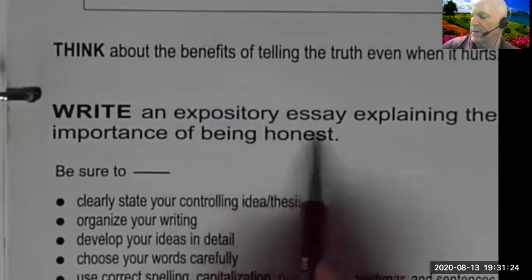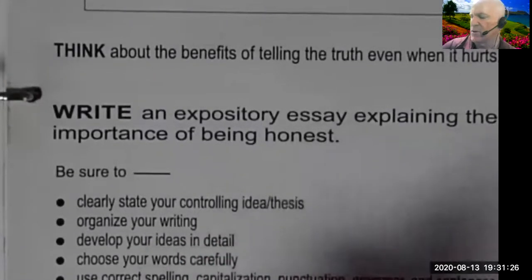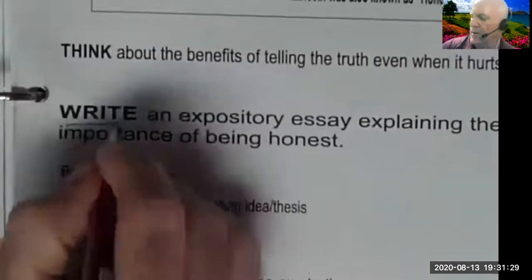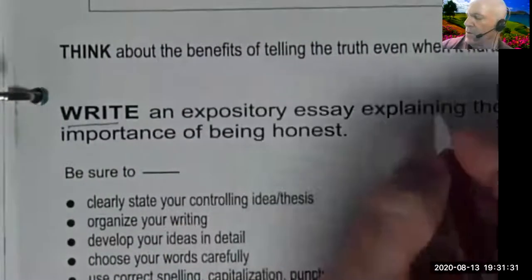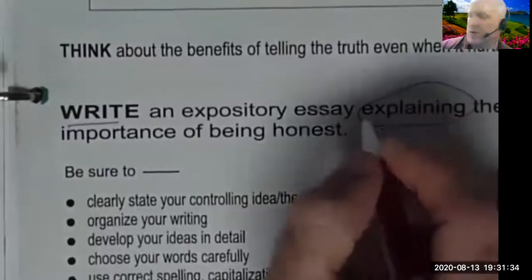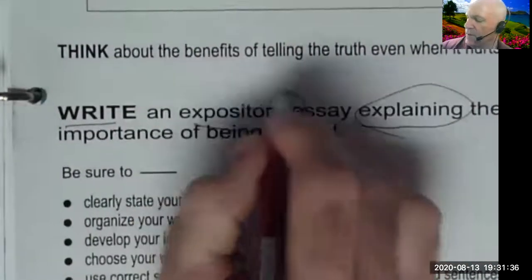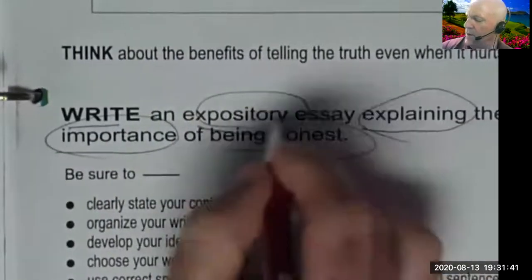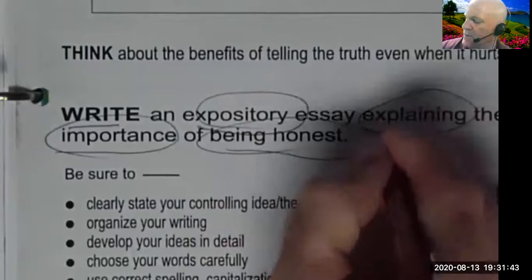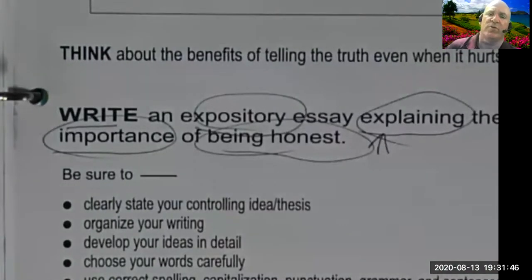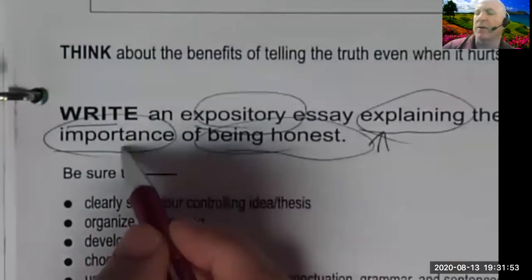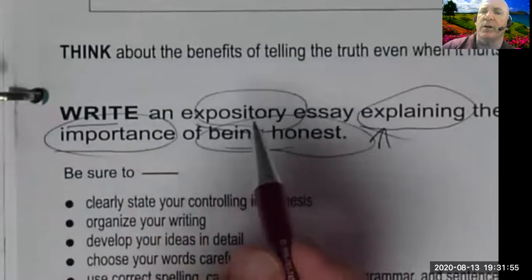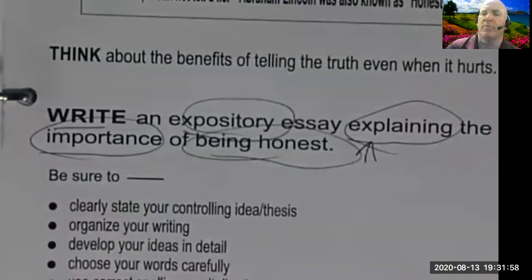Write an essay explaining the importance of being honest. So we underline the word write. Explaining, of course, expository, importance, and being honest. Okay, honest is a positive thing. So if you don't think that you need to be honest with people for whatever reason or yourself, you can say that, because it just says write about the importance. It doesn't say write about why being honest is important, write about the importance of being honest.